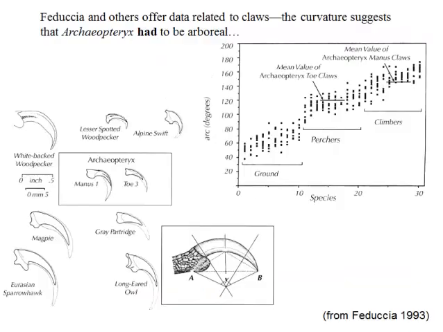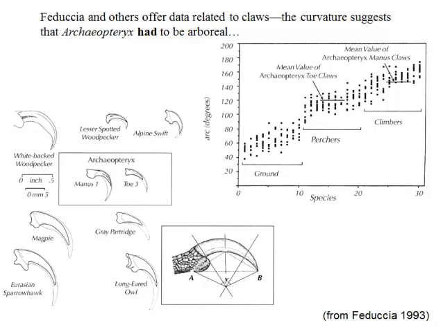Now, Feduccia, who's a real proponent of this hypothesis in modern times, started looking at the details of claws in Archaeopteryx and says, oh my gosh, look at this. The curvature suggests that Archaeopteryx had to be an arboreal critter. So you measure the arc and lengths of claws of all kinds of birds of the world.